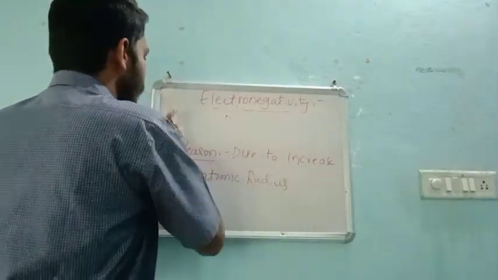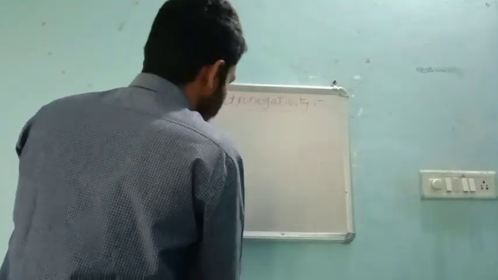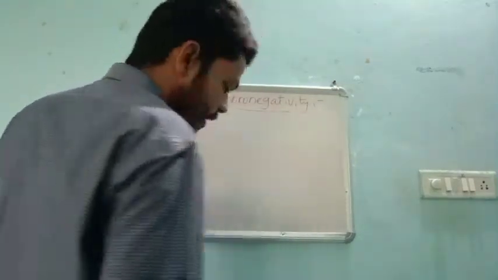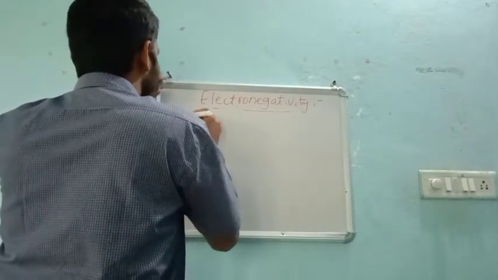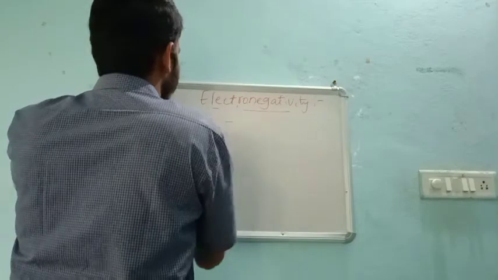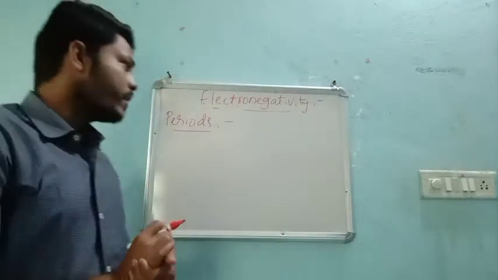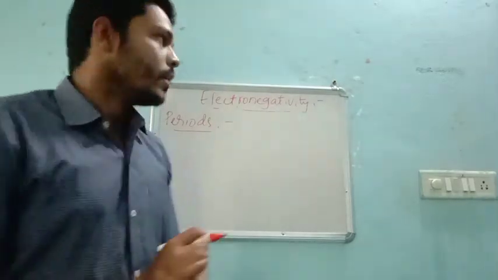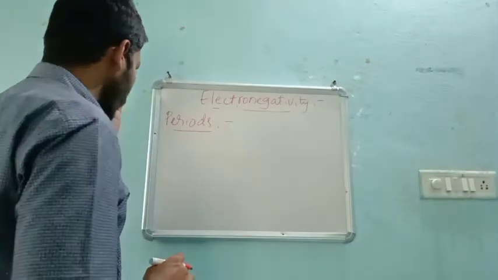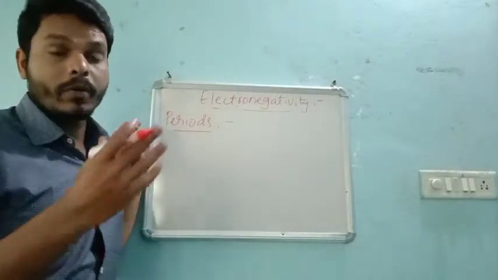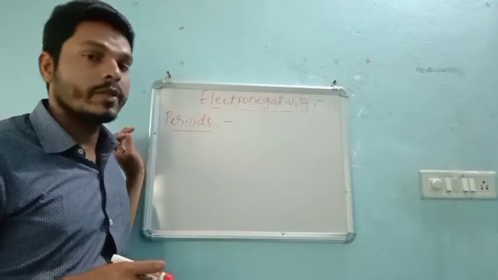So now let us move towards the periods. So in period, what happens? If it is decreasing in case of group, then definitely in case of periods, what happens? It will always increase. But our duty is to see how this will increase, right? So now again go to the atomic radius. In period, atomic radius, what happens? It goes on decreasing.